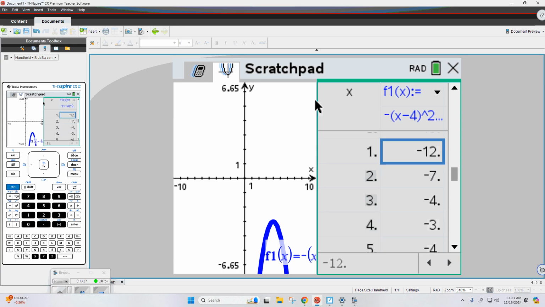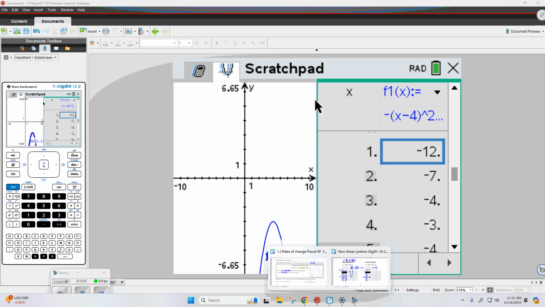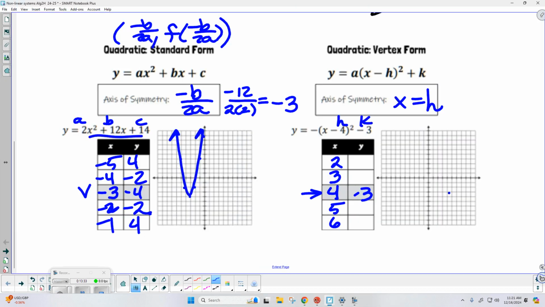4 did give me a y value of negative 3. And let's go ahead and fill in the rest of these. All right, so 2 is a negative 7. 3 is a negative 4. 5 gives me negative 4. And 6 gives me negative 7.